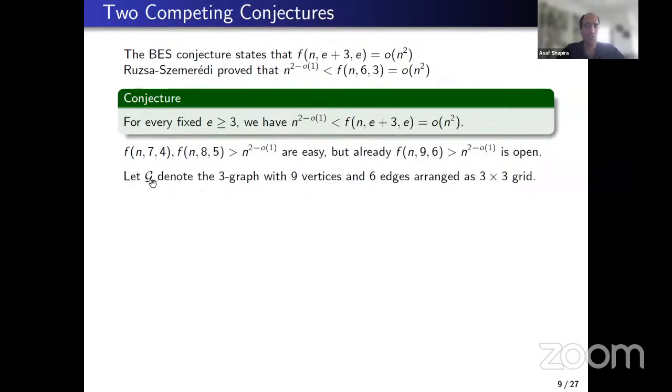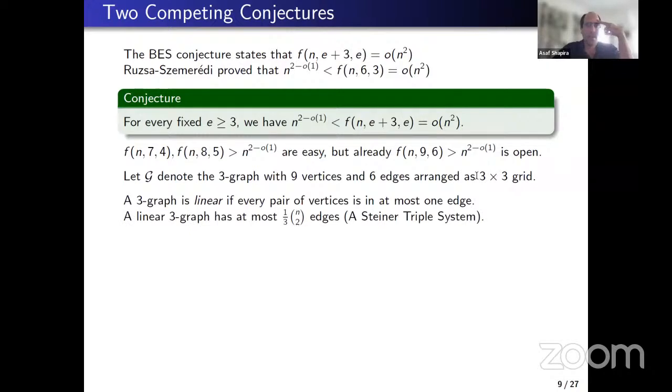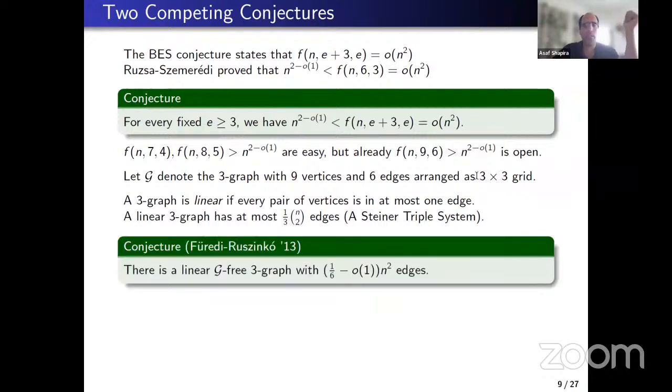So let me use G to denote the 3-graph that has 9 vertices and 6 edges, where the 6 edges are organized as the 3x3 grid. And let me also define a 3-graph to be linear if every pair of vertices in it has at most 1 edge. And observe that a linear 3-graph has at most (n choose 2) divided by 3 edges. And in this case, it's called a Steiner triple system.